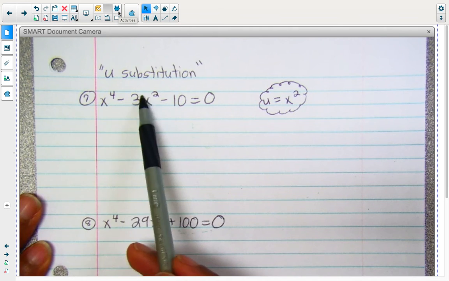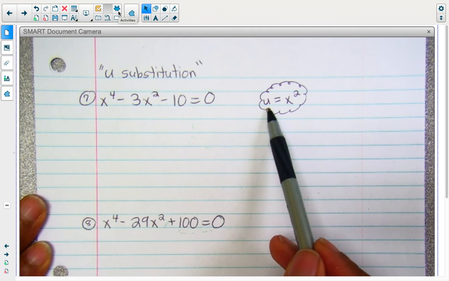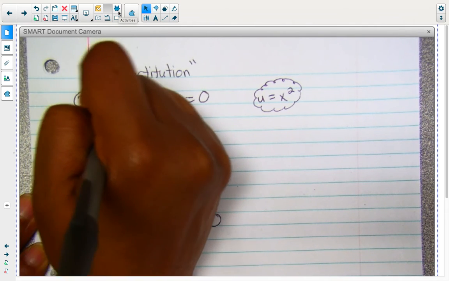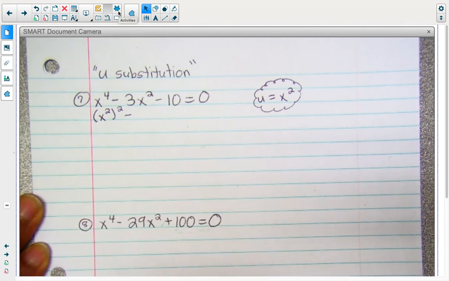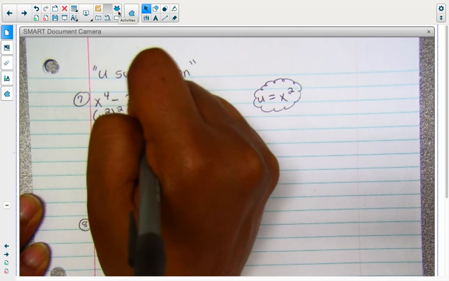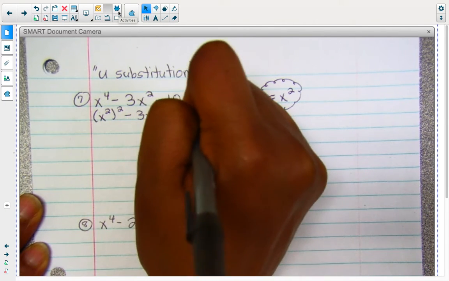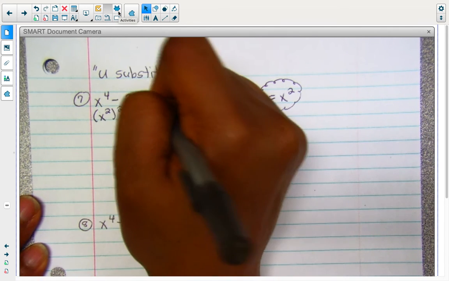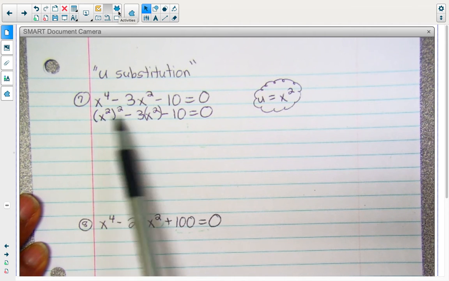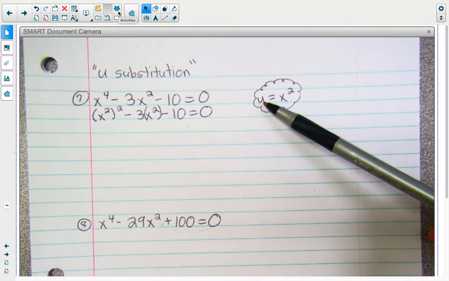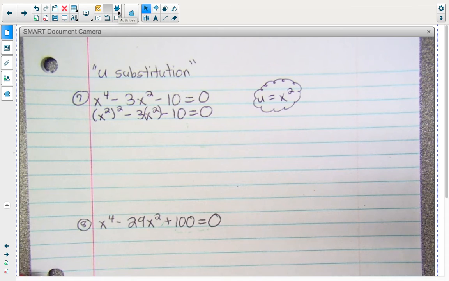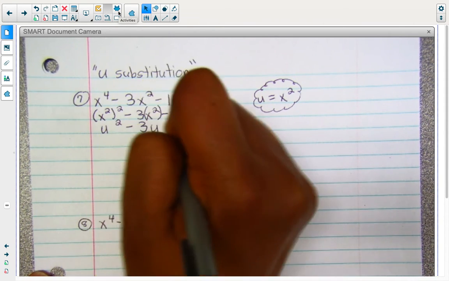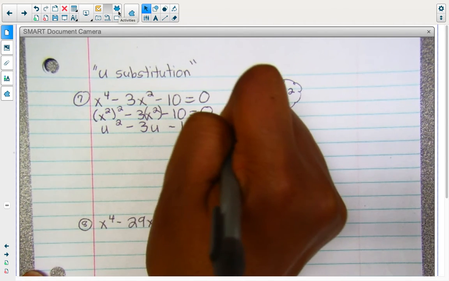So let me do one additional step before I put the u into it. This is x to the 4th. I'm going to rewrite this as x squared, squared, minus 3x squared. That's going to stay the same, minus 10 equals 0. Now what I'm going to do is make a substitution. I'm going to change x squared to u. So everywhere I see an x squared, I'm going to change it to u. So now the problem is u squared minus 3u minus 10 equals 0.